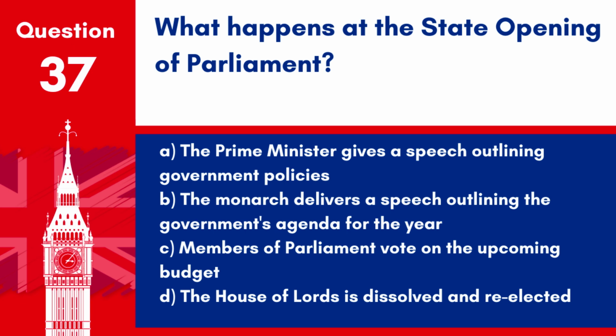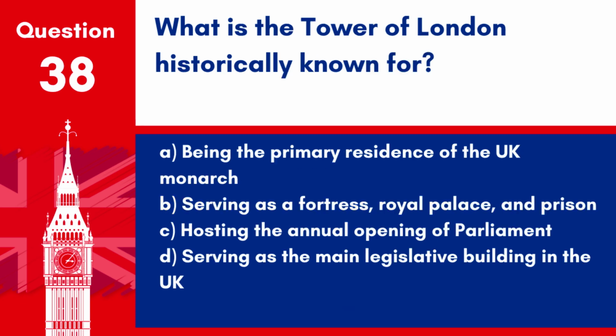Answer B. The monarch delivers a speech outlining the government's agenda for the year. During the state opening of Parliament, the Queen's speech, written by the government, sets out the legislative agenda for the coming year. Question 38. What is the Tower of London historically known for?